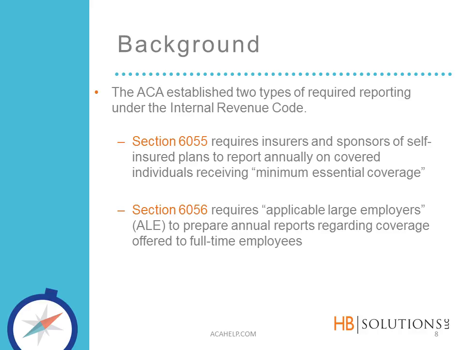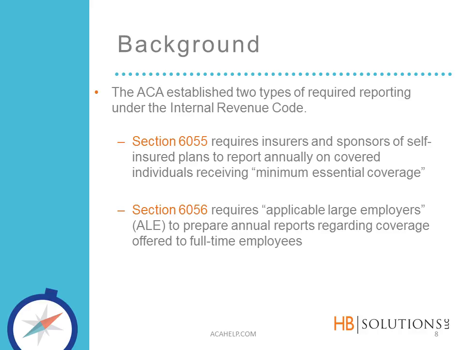And then second, you have Section 6056. This provision requires all applicable large employers, and again, this is those with 50 or more full-time and full-time equivalent employees, to prepare annual reports regarding coverage offered to full-time employees. This applies to both self-insured and fully insured large employers, and it will involve reporting to the IRS and employees on an annual basis. And this reporting has two purposes.